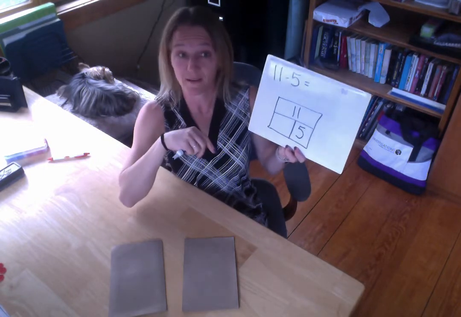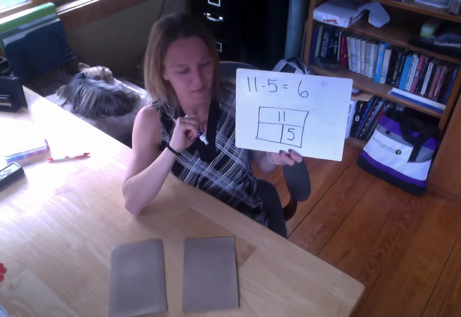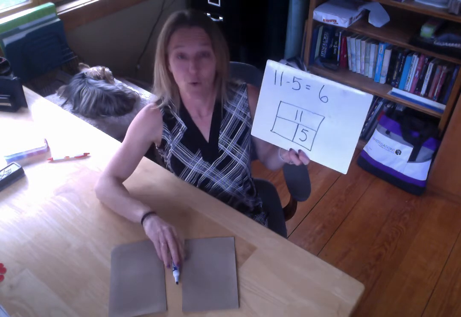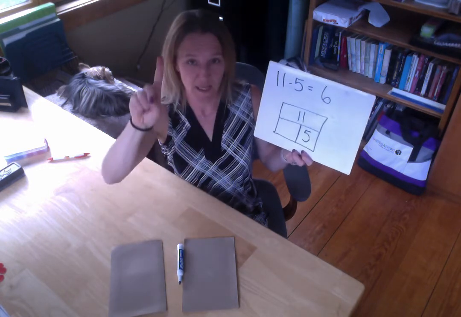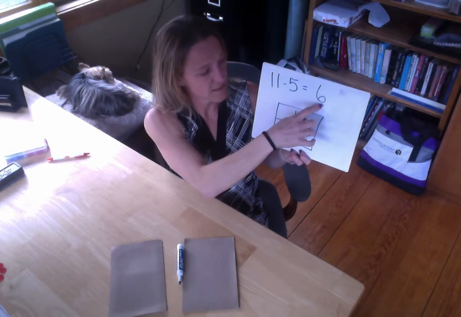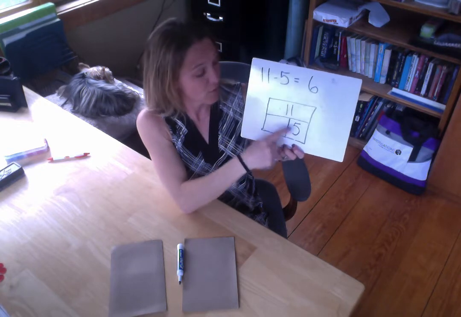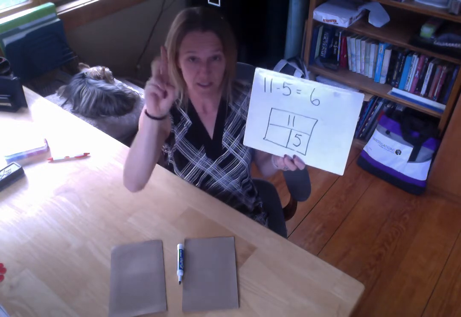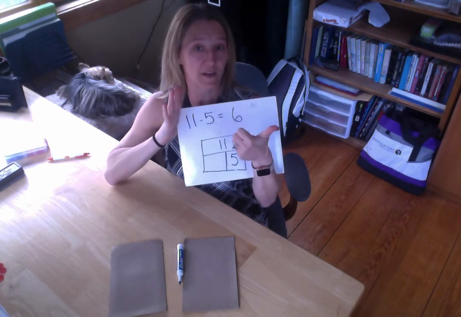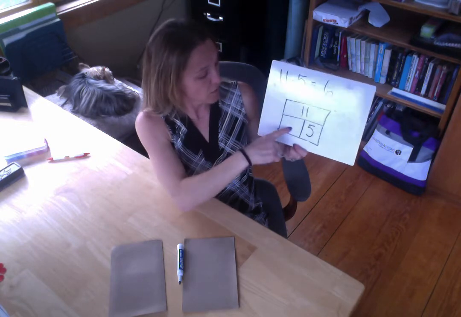Okay, we're back. Did you get 6? I hope so. You could start at 11 and count backwards 5: 11, 10, 9, 8, 7, 6. There's my 6. I could start at this part of 5 that I know and count up to 11: 5, 6, 7, 8, 9, 10, 11. I needed one more. And that would give me my 6 also as that part.